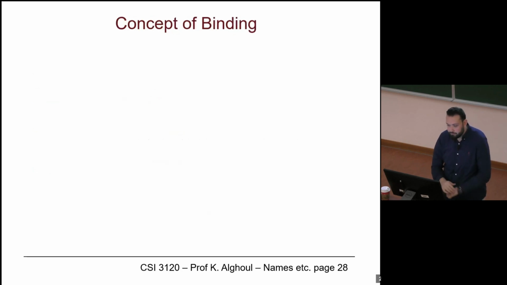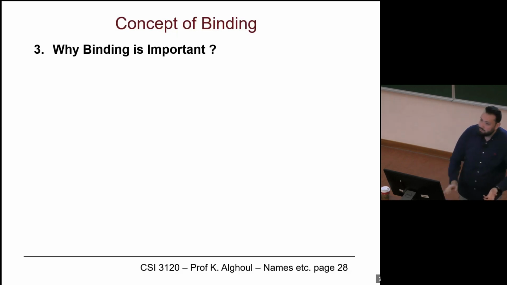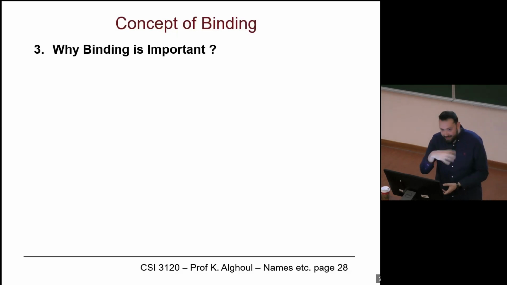Correct? Very good. Now, the next thing we want to talk about is why binding is important. With all these examples that I gave you, what did you deduce from it? Why is it important? What were we able to do? For example, when we talked about the plus, it helped us do what? What did we learn about this? Is this part of the syntax or the semantics?